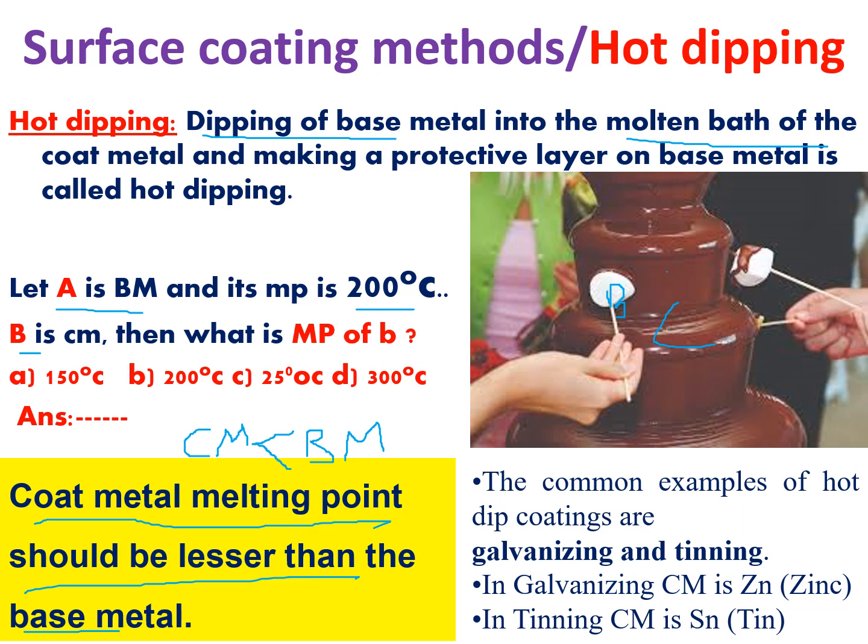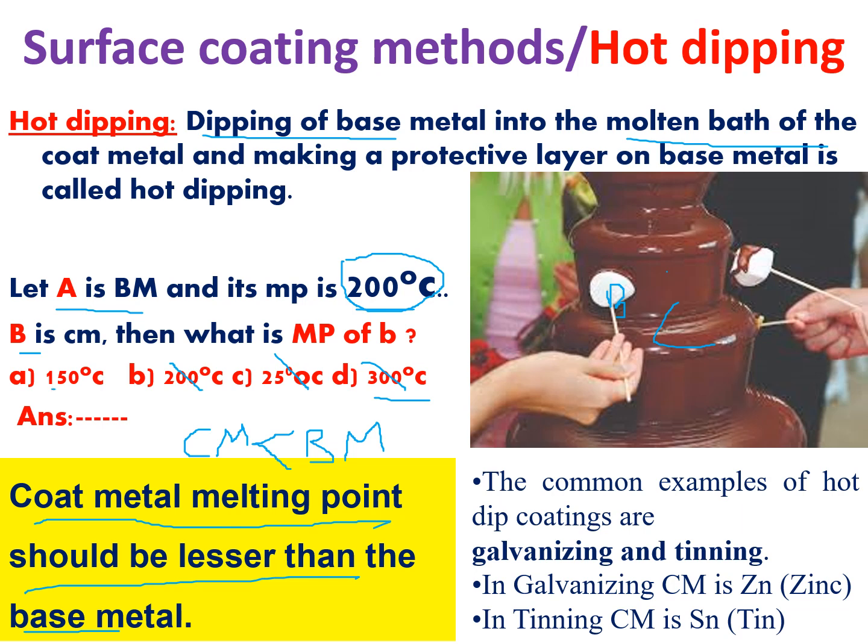So if it is 300 degrees centigrade, the base metal already has 200 degrees centigrade. If your coat metal has 300 degrees centigrade, both will melt and make an alloy. This is not our idea. So 250, which is greater than 200, is also not a good idea. Even if you apply 200, the base metal becomes liquid, which is also not what we desire.